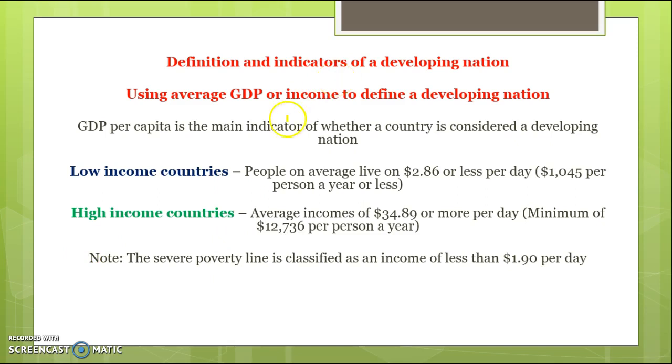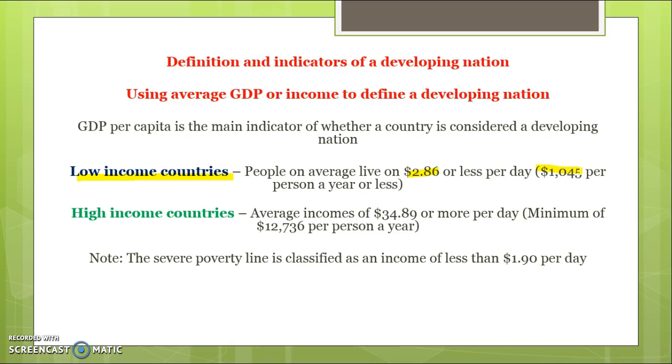So GDP per capita, or income per person, just generally defines whether a nation is developing or a developed country, and also is the definition used for low income and high income countries. So in low income countries, it's generally referred to people living on less than $2.86 per day, which equates to less than $1,045 per person a year. So to be considered a low income country, average incomes need to be below $1,045 per person per year.